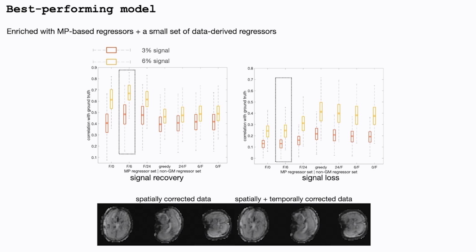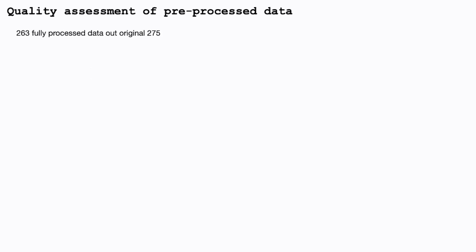You also perhaps can appreciate at the bottom that after denoising, we have a significant reduction of spin history effects, which are evident here on the left as non-stationary traveling waves, which are quite difficult to tackle in the fMRI data. So eventually we come up with 263 fully preprocessed data out of original 275.